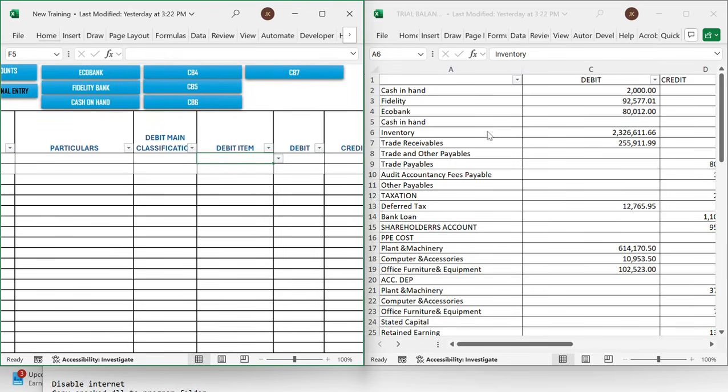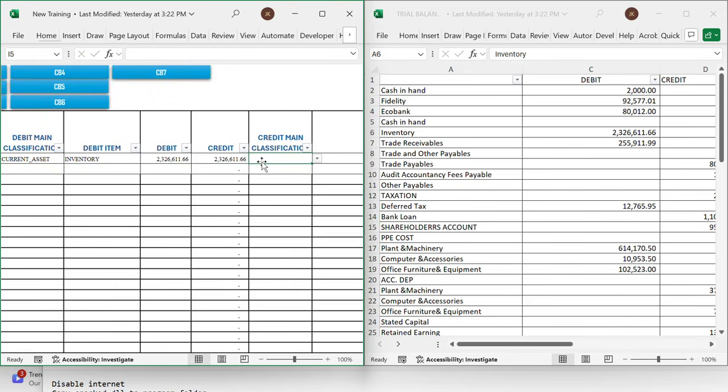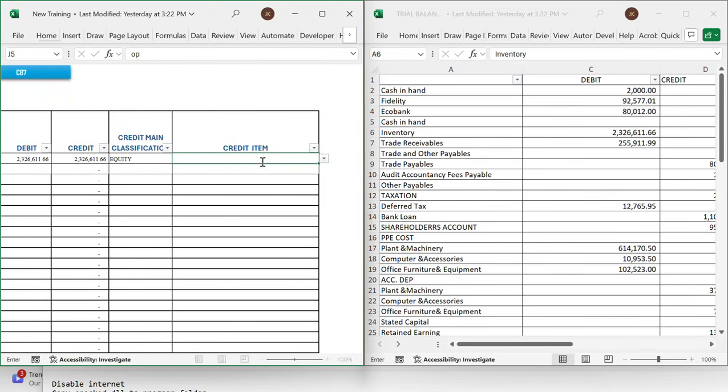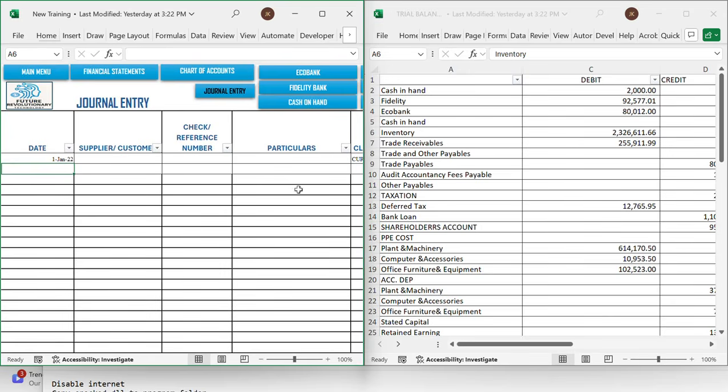So for this one is a debit item, so it is going to be current assets. Sorry, the main classification has to be current assets, and here it is inventory, and it is a debit balance 2326611.66. Then the credit classification, it has to be equity, right? And opening balance. Now we move to the next.